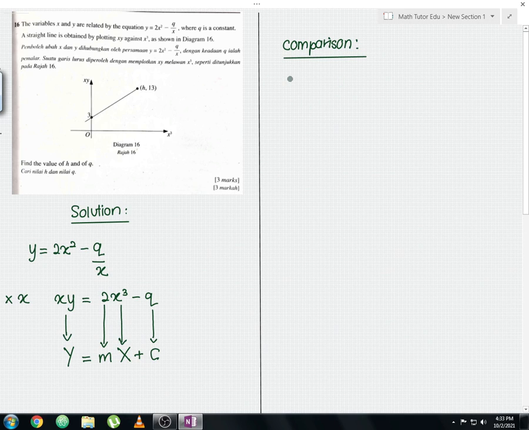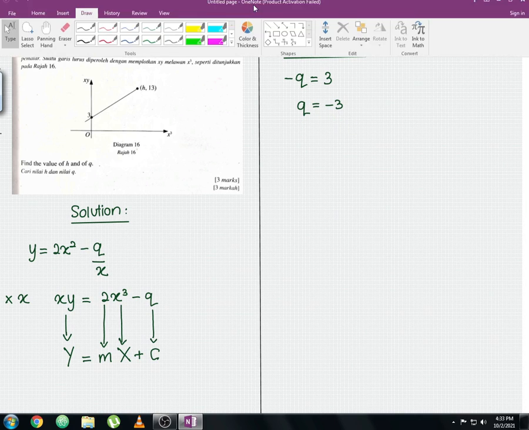So from here negative q will be equal to 3. To get your q, you divide by negative 1. So from here you will get negative 3. So your answer for q will be negative 3. So that will be your first solution. Okay, let me underline the solution.